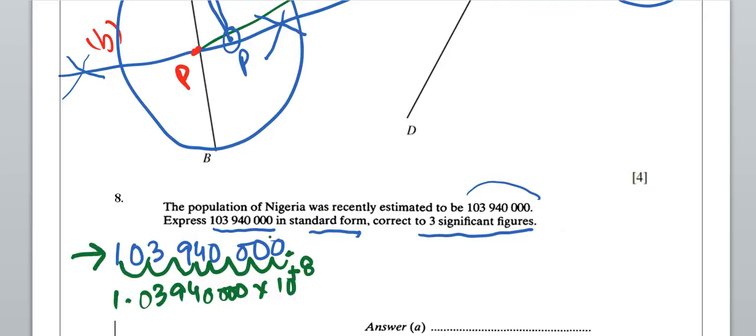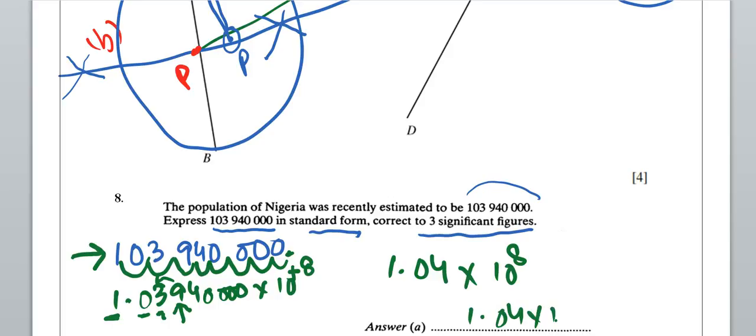The second part is we have to write this number correct to three significant figures. So we have these three figures: first significant figure, second, third. This one is my fourth significant figure, and I have to write till here. The next digit after the third significant figure is 9, which is greater than 5. So I will add one here. So it will become 1.04 times 10 raised to the power 8. So our right answer is 1.04 multiplied by 10 raised to the power 8.